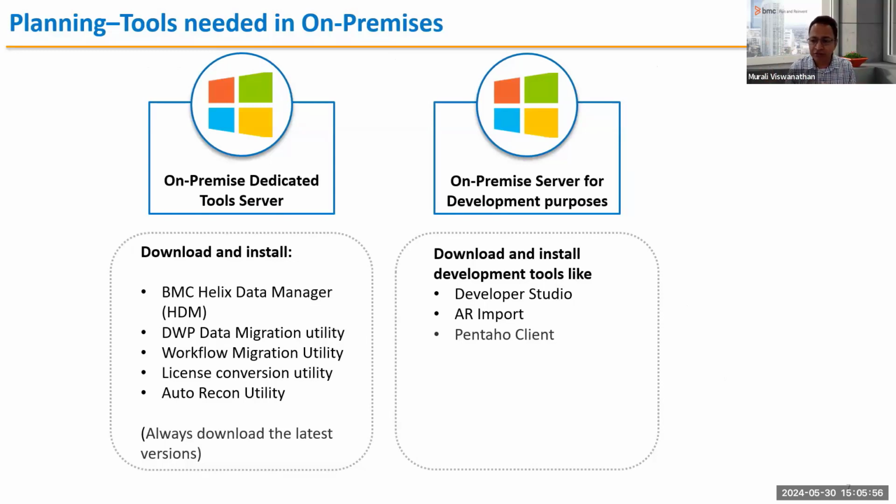As you know, we have already covered the HTM tool earlier. The DWP workflow migration utility and DWP data migration were also covered. Now the workflow migration utility, license conversion, and auto recon are not data related, but are related to moving your objects. License conversion is, of course, half and half: it does an assessment and a conversion. We're going to cover the workflow migration utility and the auto reconciliation utility today. On the other side, we have listed other tools you may have on your on-premises tool server.